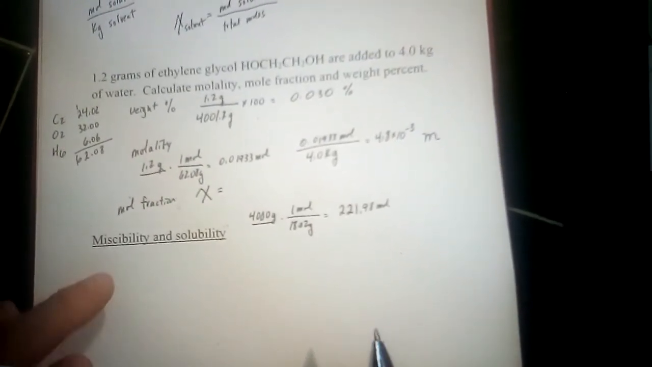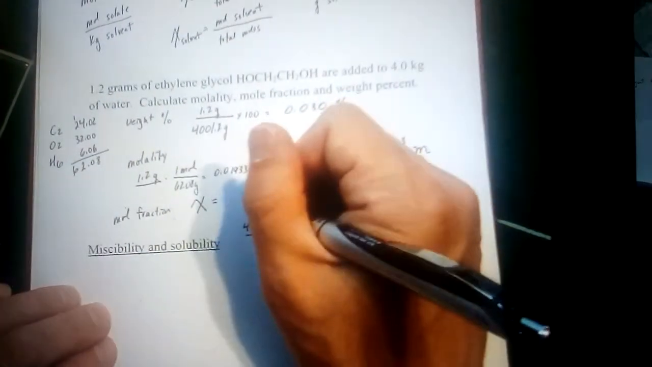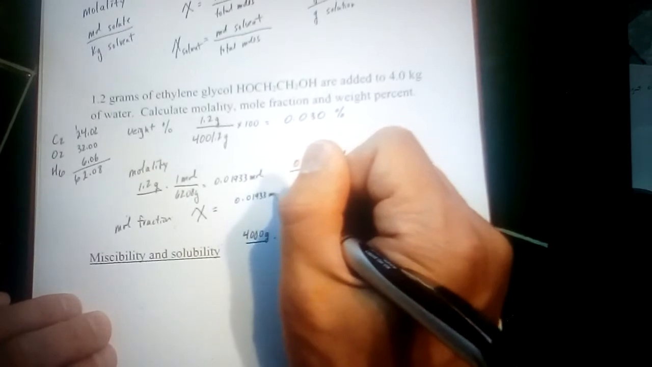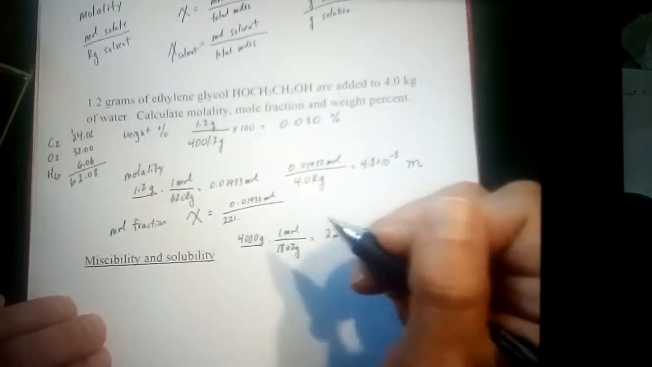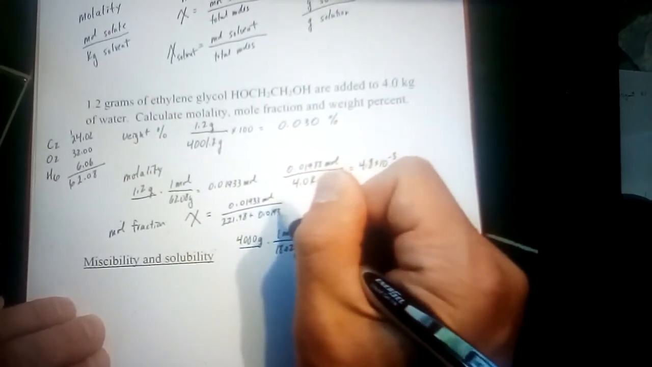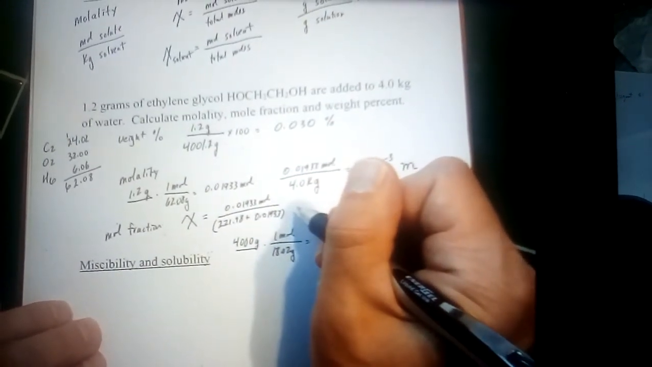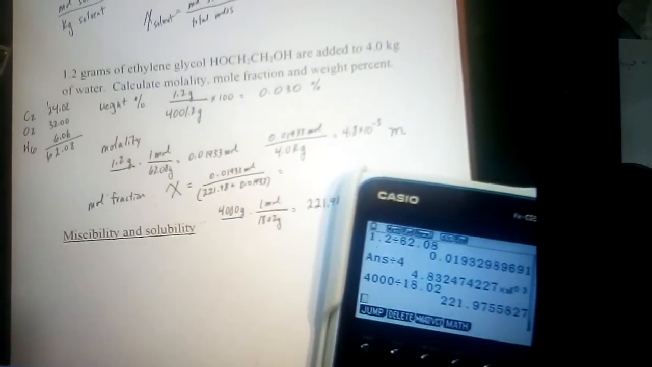So the mole fraction would be how many moles of our solute there are, which would be what we calculated above. So that would be 0.01933 moles of solute. And that's going to be divided by 221.98 plus 0.01933. Now that's a pretty small number compared to 222 moles, but it won't always be so small. This example is just a fairly low concentration.